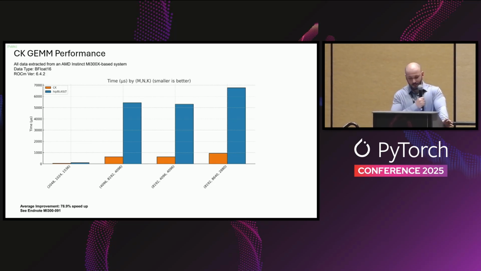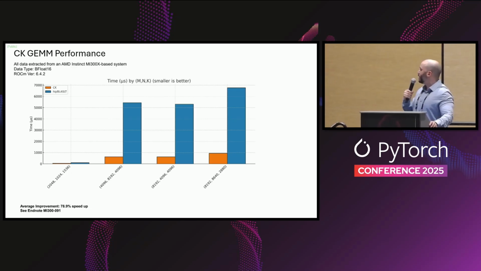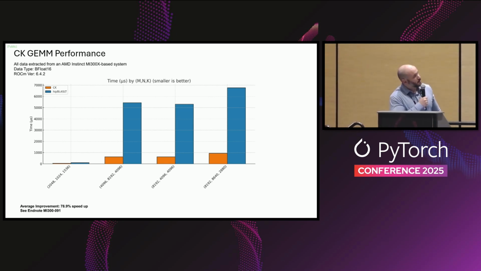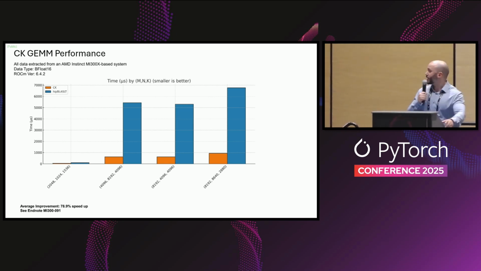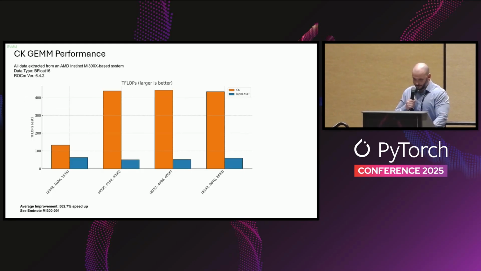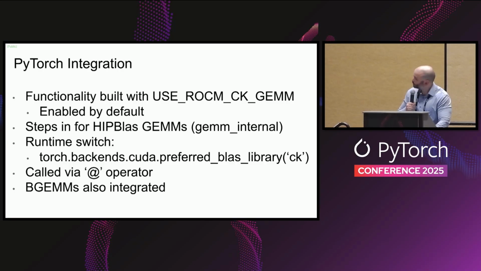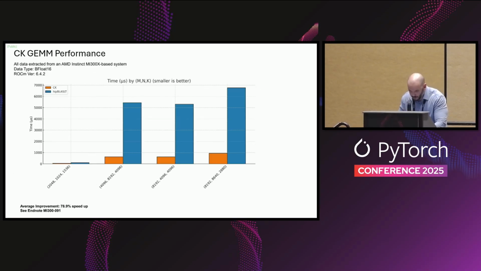On the topic of performance, here we have some numbers that we pulled running these GEMMs on an AMD MI300X based system using the BF16 data type. On the x-axis, we have a selection of common shapes, and on the y-axis, the time in microseconds each GEMM took after a number of warm-up iterations. The orange bars are when CK was used, and the blue is without. As you can see, there's a stark performance delta when comparing the two.